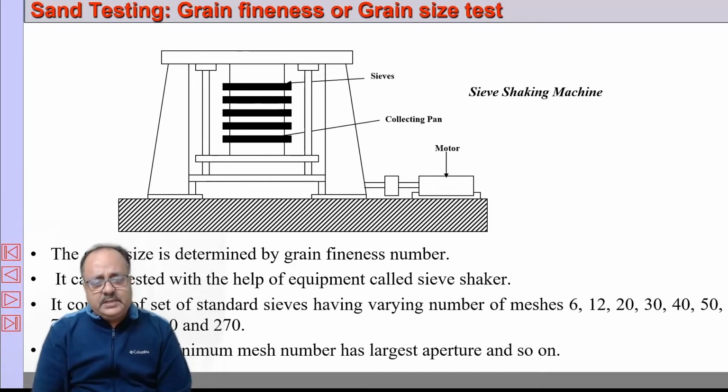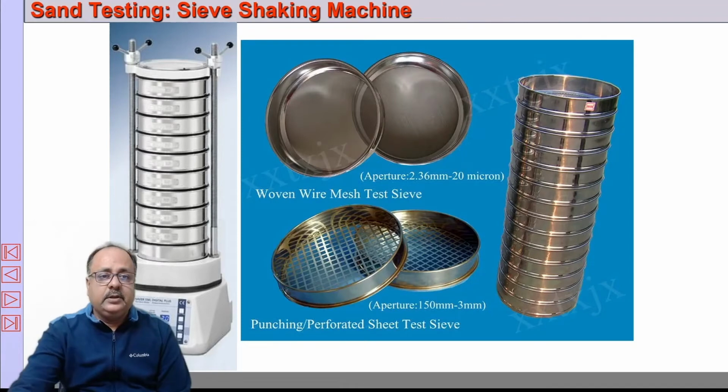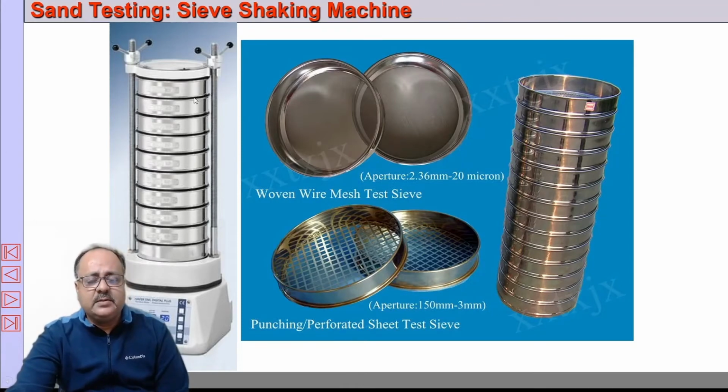So the sieve with minimum mass number has the largest aperture and it is placed on the top. It is like this. There are stainless steel sieves here. You can see the finer mesh and the more open mesh here. So the entire thing is placed here. There is a motor which vibrates it for a certain period of time.